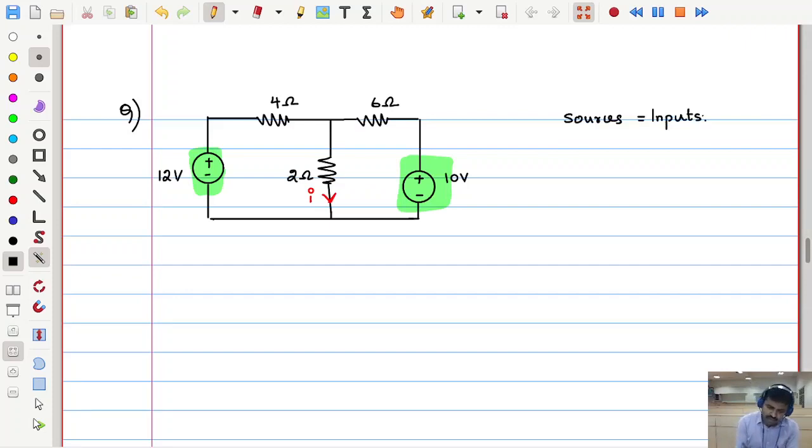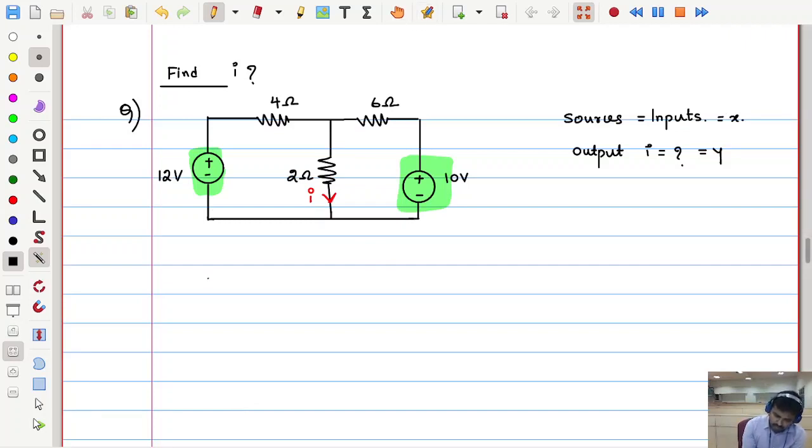Next, what they were asking is to find the current I. Whatever we need is the output. Here the output is current, that is what we need. So these inputs are equivalent to x, and this output is equivalent to y in general. Now I need y, meaning the output. Given that x's are there, how many x's are there? 2 x's, 2 inputs are there. Now what I will say is in this way.